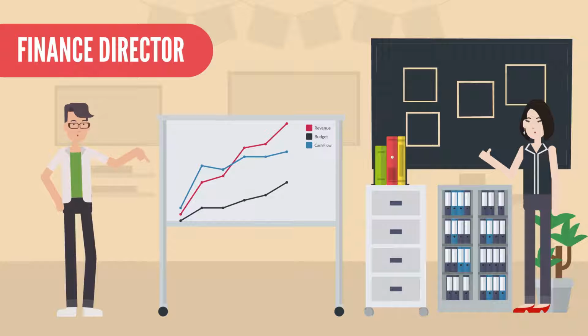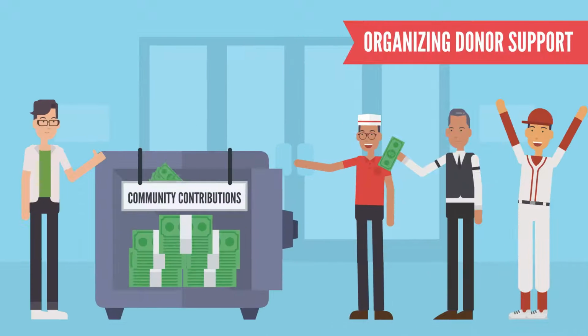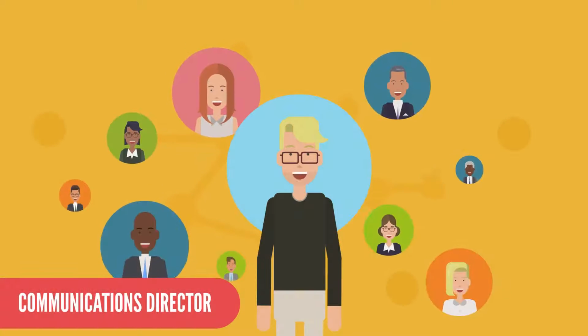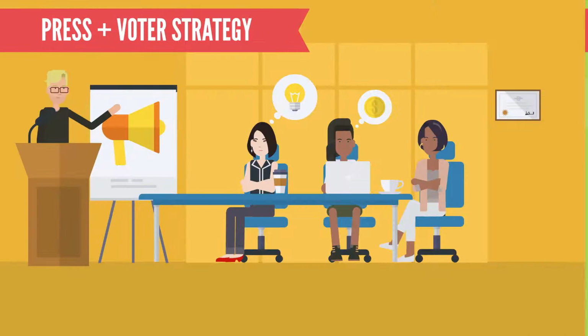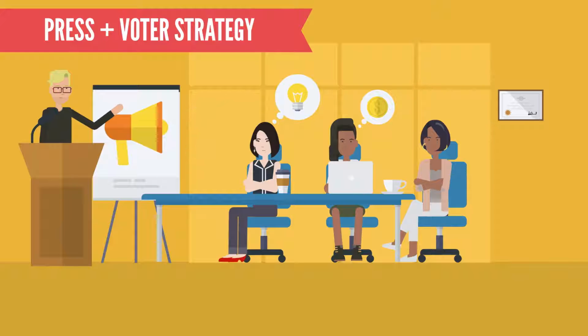Your finance director is responsible for raising the campaign budget. They research donors to create call sheets and follow up on commitments. Your communications director helps to craft your message and create the campaign's brand identity, as well as finding ways to get your message across to the press and to voters.